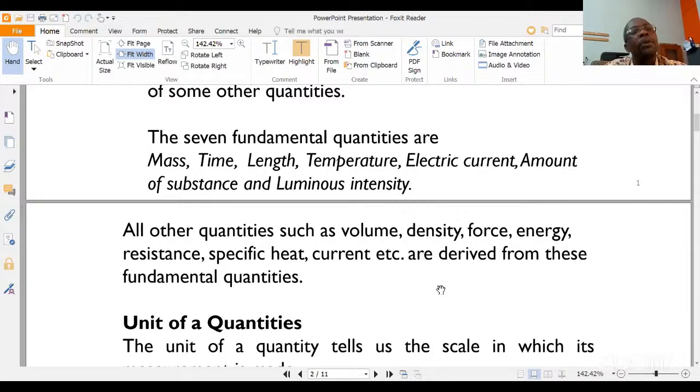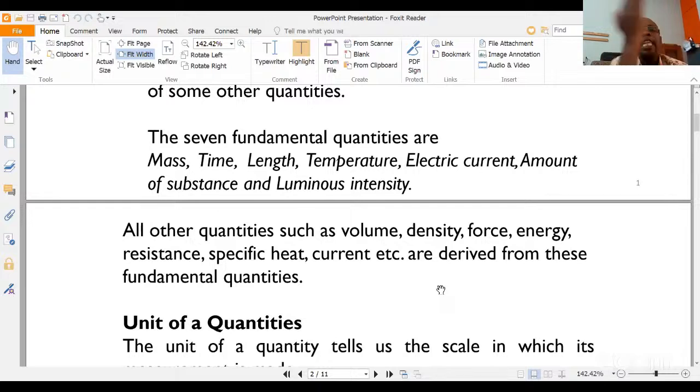But what is length? You recall that length was listed among the 7 fundamental. So we can then say volume's definition cannot be obtained except we know length. Volume depends on Mr. Length.